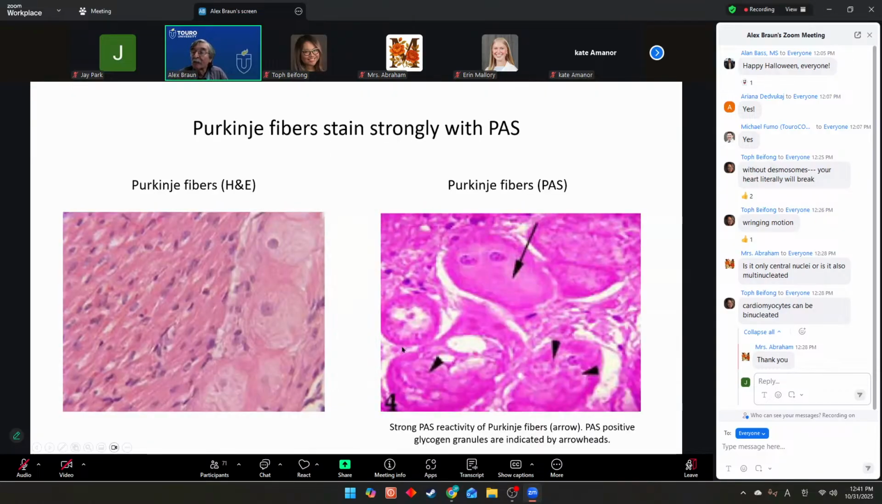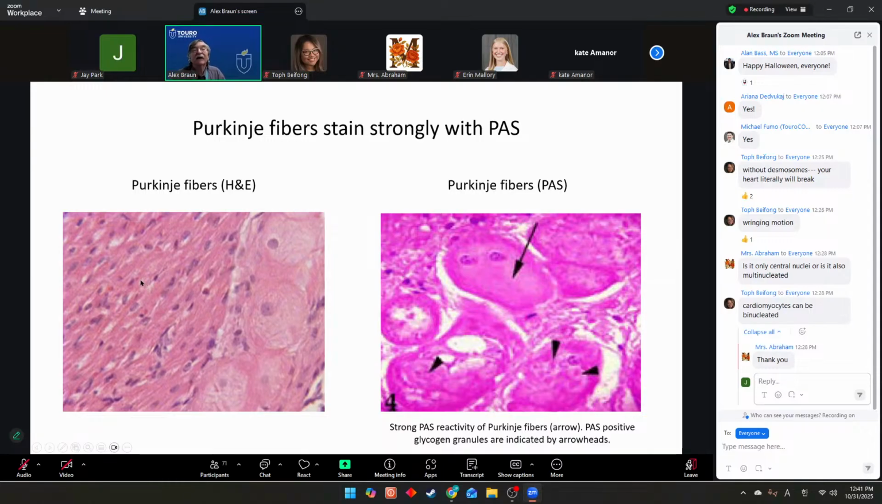Here's a higher power view showing you on the left-hand side normal myocardial contractile muscle fibers, and here you see the very big, very pale-looking Purkinje fibers with central, more rounded-looking nuclei compared to those of the contractile muscle fibers.